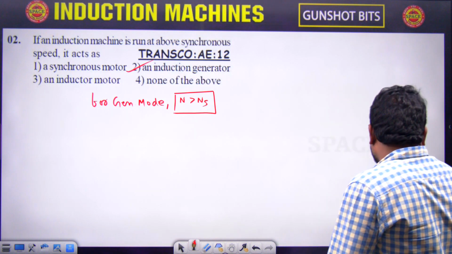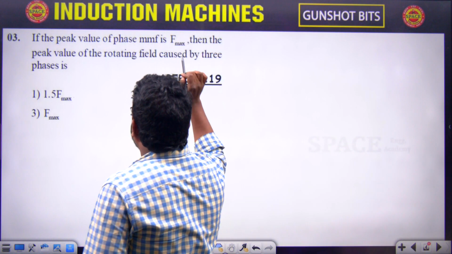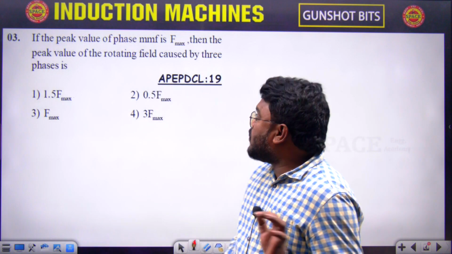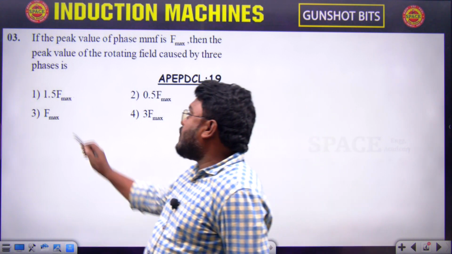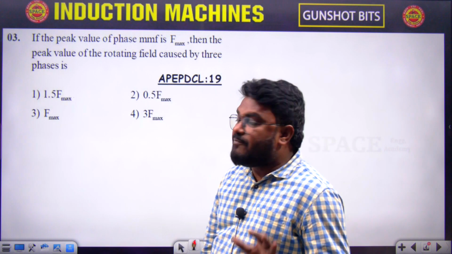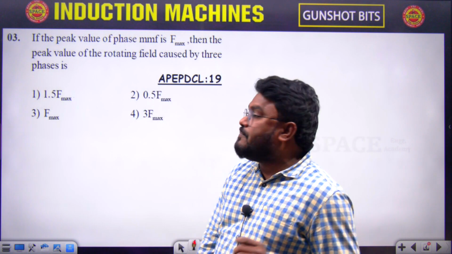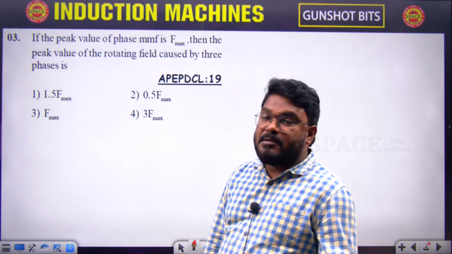Next, let us solve question number 3. The peak value of the phase MMF is F max. Then the peak value of the rotating field caused by the 3 phases is: option 1, 1.5 times F max; option 2, 0.5 times F max; option 3, F max; and option 4, 3 F max.